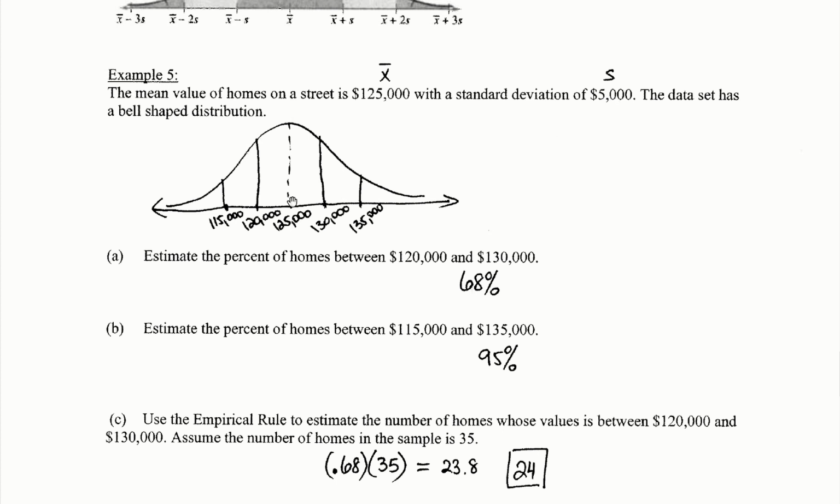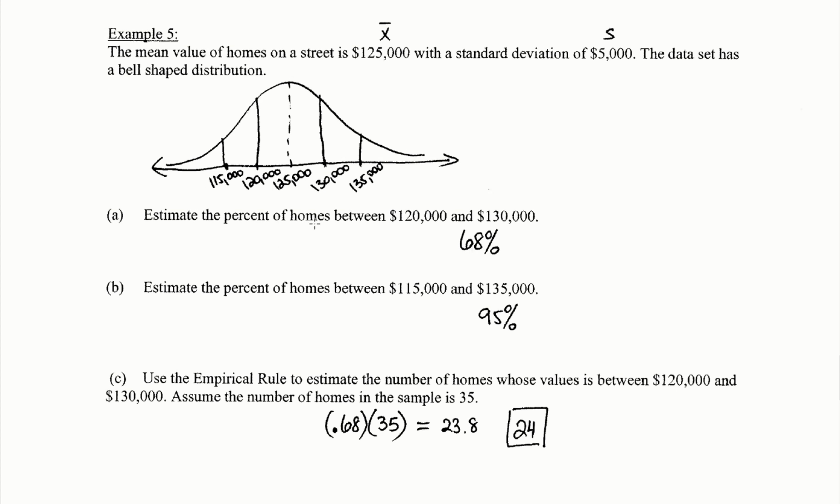So the height of our bar, the highest point, should be at 125,000, and then we could add s to go to the right. 125 plus 5 would be 130,000. Add another 5,000, that's 135,000. And we should really go one more for completion, 3 standard deviations, which would be 140,000. We can also subtract the standard deviation to go to the left. 125 minus 5,000 would give us 120,000. Subtract it again, 115,000. And if you go 3 standard deviations to the left, the one more value we would put would be 110,000.